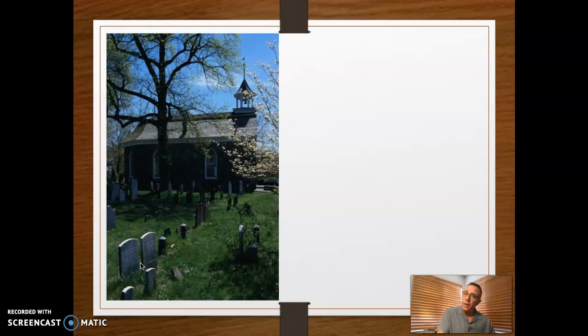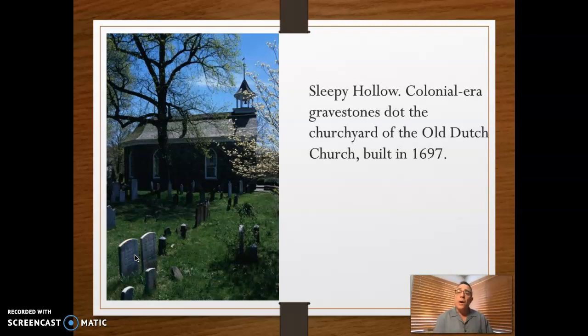And once again, talking about things that are American. Sleepy Hollow, real place, in New York. It still has colonial era gravestones from before the Revolution, but there's also the Old Dutch Church, and that is what is referred to in the Legend of Sleepy Hollow. So again, it's got an anchor in geography.